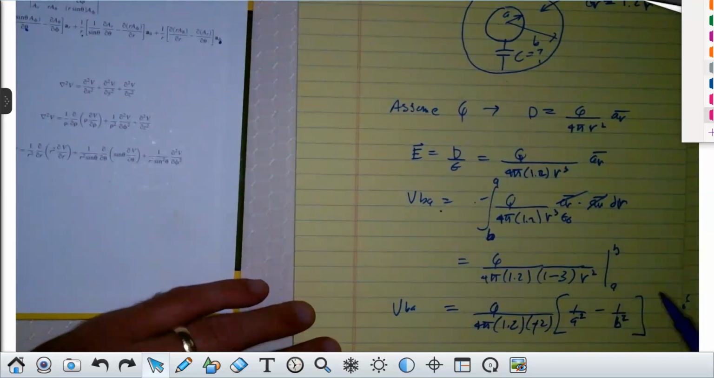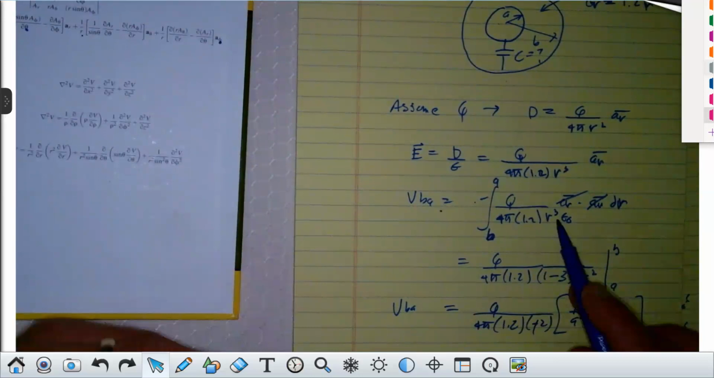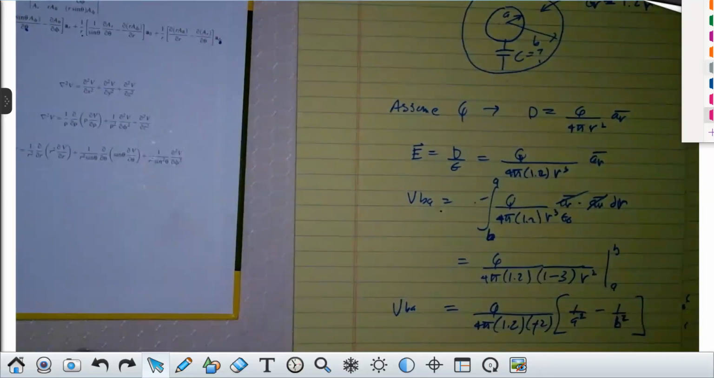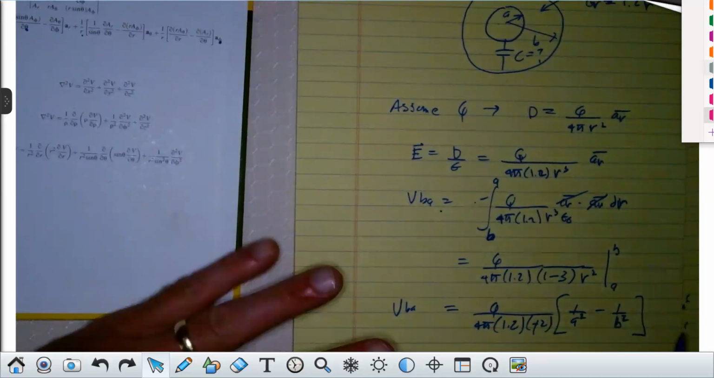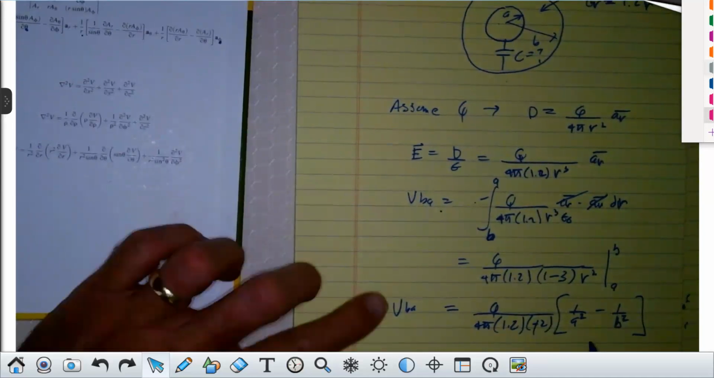Right, because if you have 1 over R cubed and you integrate it, you get 1 over R squared, and you have a factor of minus a half in front of it. Are you with me, class? When you do the integration, you're going to get a minus 1/2 in front of there. And when you just modify this, this voltage will always be positive.